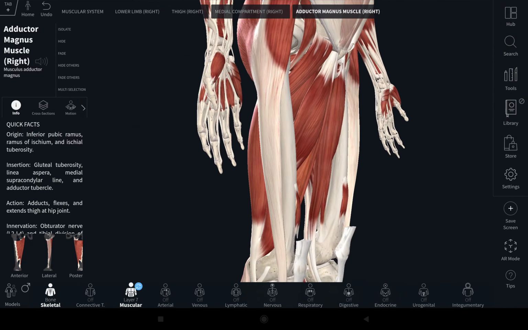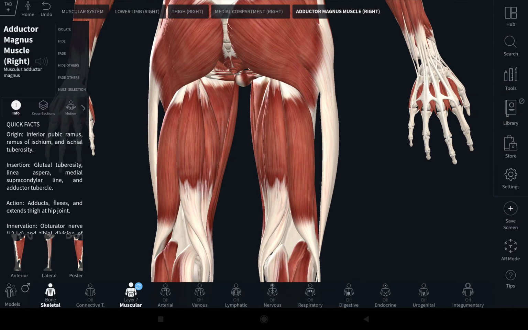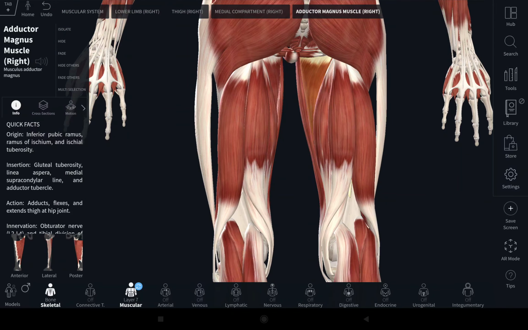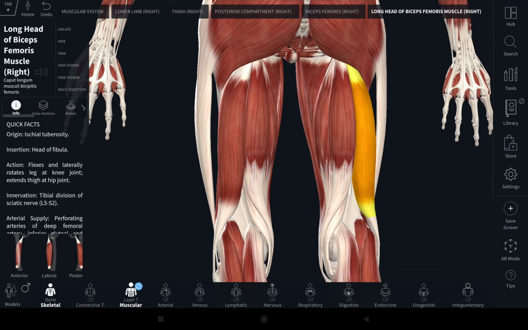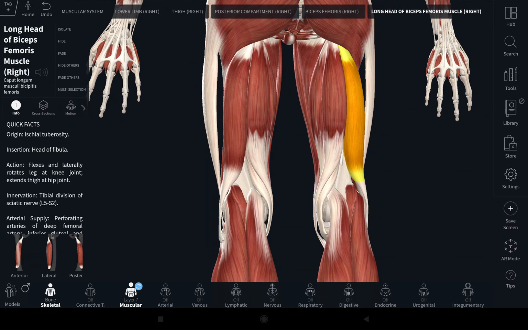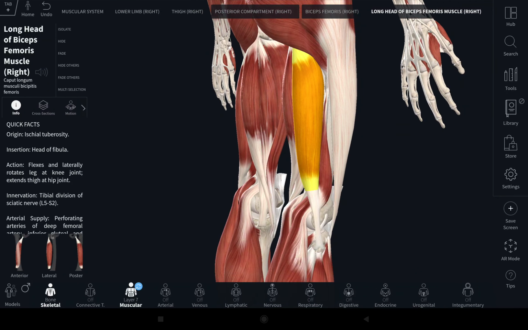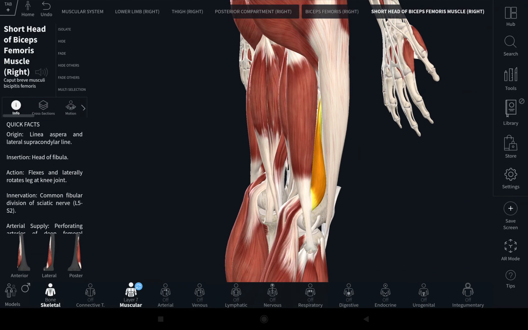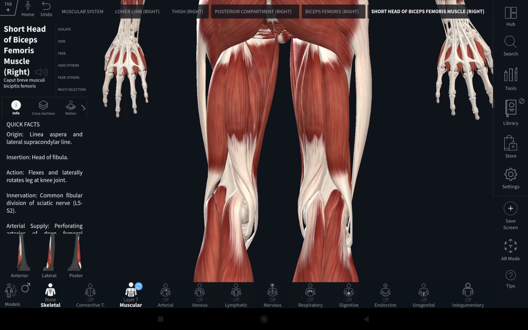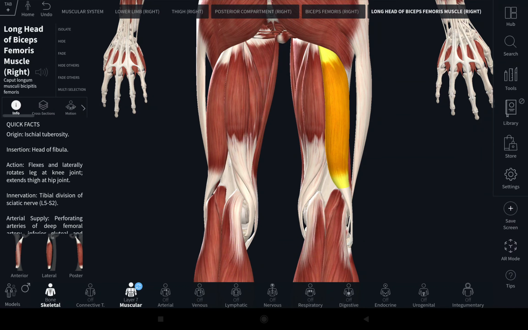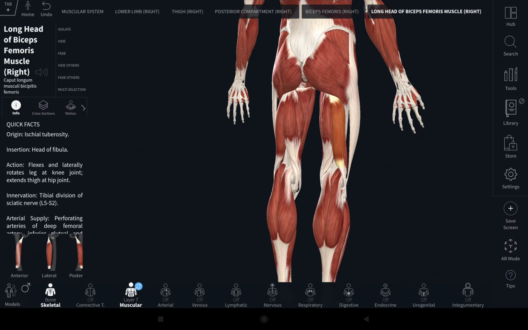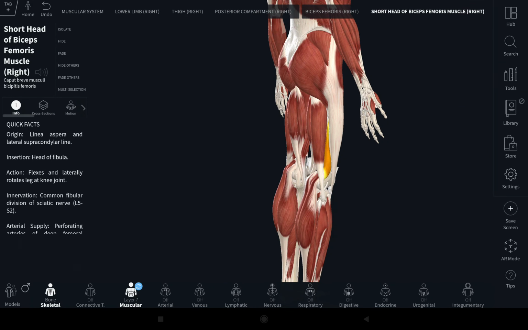So now the posterior muscles of the thigh. This is the most lateral muscle of the posterior thigh, the long head of biceps femoris muscle. This is the long head of biceps femoris muscle, and this is the short head of biceps femoris muscle.